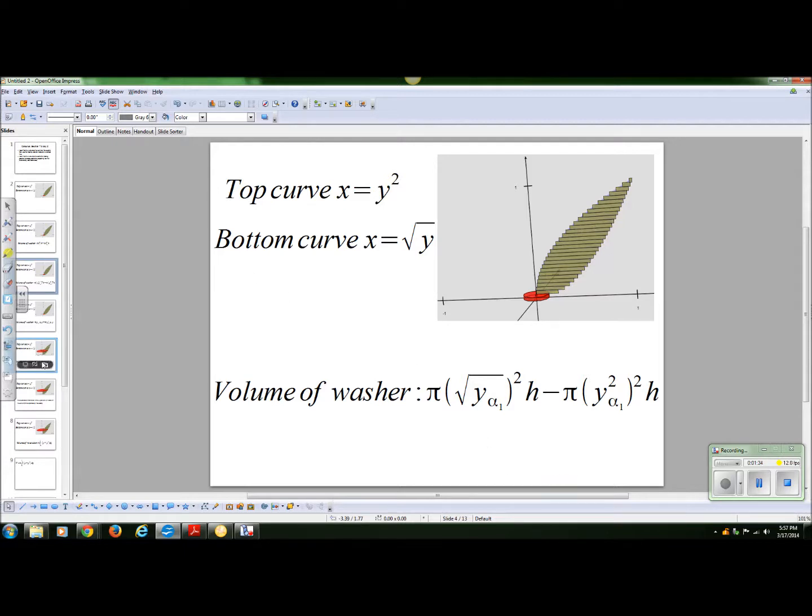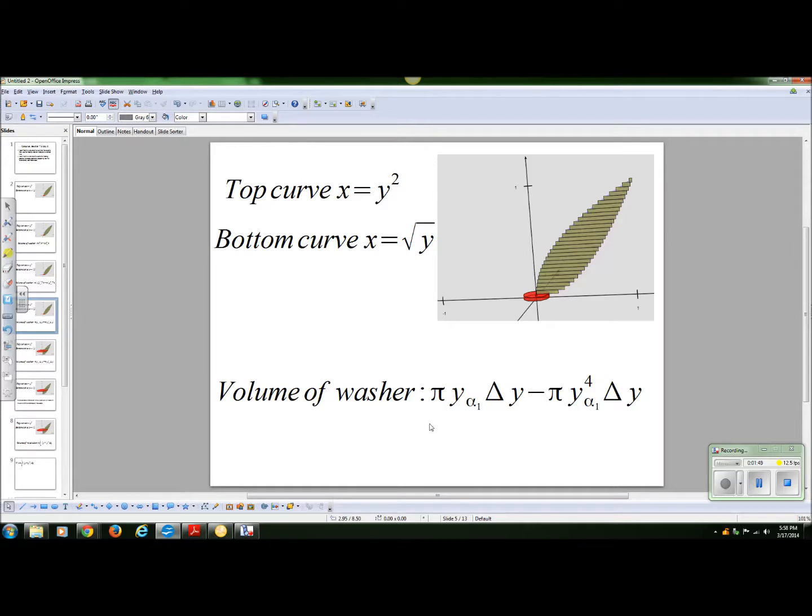Note that we could also say that h here in this equation is really the change in y as we look at successive rectangles. So we could really call that delta y. And so here I've simplified things a little bit. I've said the square root of y alpha 1 squared is just y alpha 1, and I've said y alpha 1 squared squared is y alpha 1 to the 4th. And I've replaced h with delta y. So our equation is looking a little bit nicer.